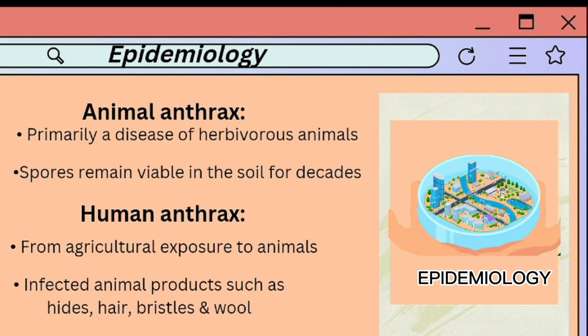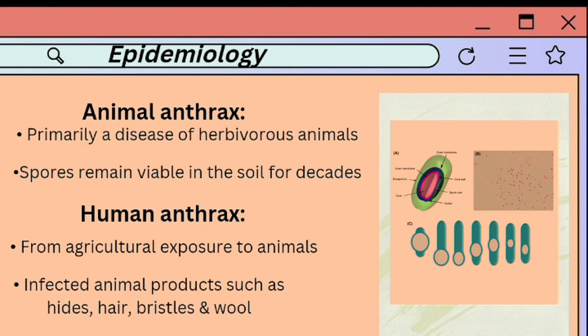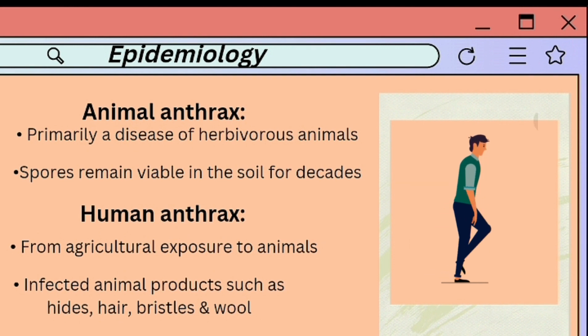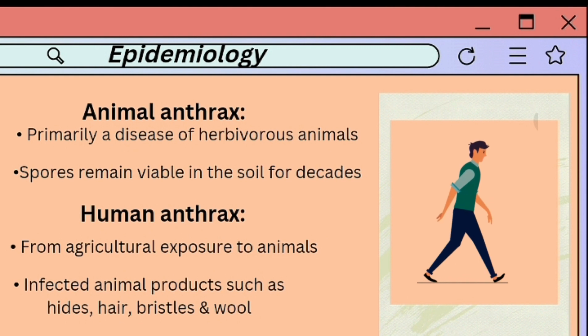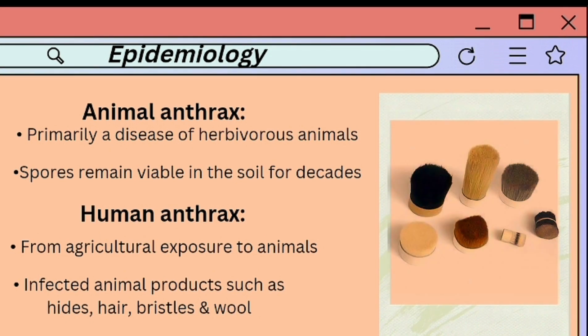The animal anthrax and the human anthrax. First, the animal anthrax, primarily a disease of herbivorous animals. Spores remain viable in the soil for decades. And the human anthrax, from agricultural exposure to animals, infected animal products such as hides, hairs, bristles, and wool.